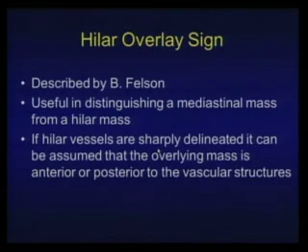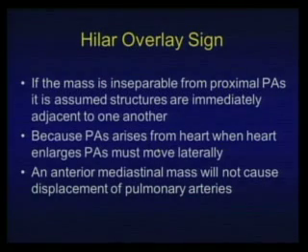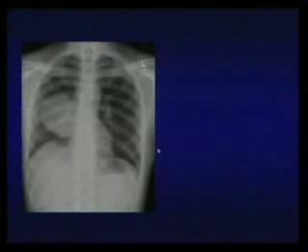If you have an opacity that is projecting over a hilar region, and you can see the vessel through that opacity, that opacity for sure is not in the hilum and could be located in the mediastinum, anterior or posterior to the hilum, but never in the hilar region. If you see that the mass cannot be separated from the hilar structures, that mass for sure is in the hilar region. And I will show you some examples.